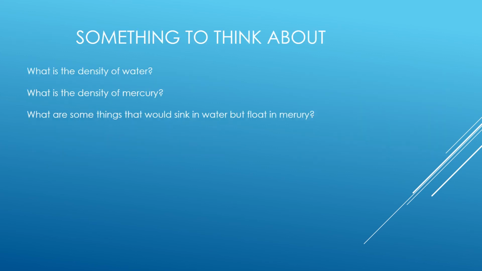Okay, a couple of things to think about, since this is the last bit of today's lecture: what is the density of water? That would be a good thing to know coming into the lab. At least look it up so you know. What is the density of mercury? How much more dense is mercury than water? And what are some things that would sink in water but float in mercury? That's kind of fun. You might be able to find a couple of videos on that on YouTube.